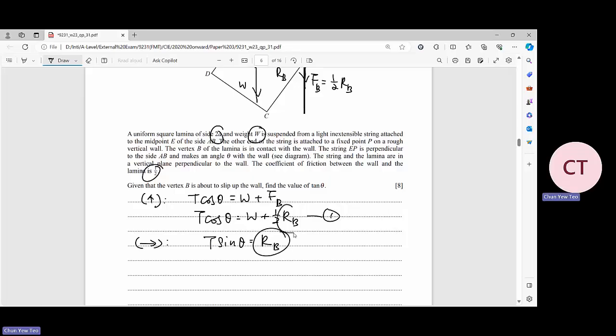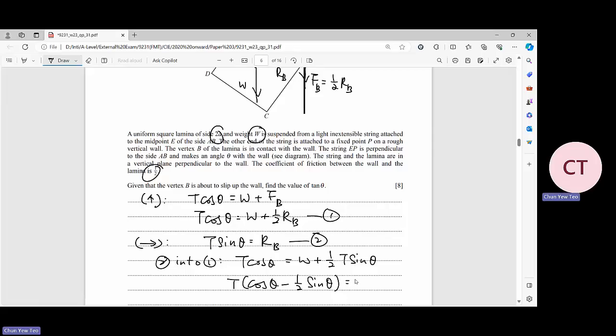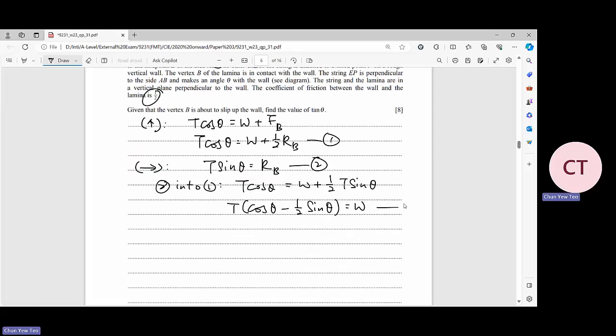You can see that the FB and RB are symbols that I gave myself, so I need to try to eliminate them as soon as possible. Over here, I call this one 2. Substitute 2 into 1. I have T cos theta equal to W plus half T sine theta. Bring the T term to the other side. You have T cos theta minus half T sine theta is equal to W. I call this equation number 3.